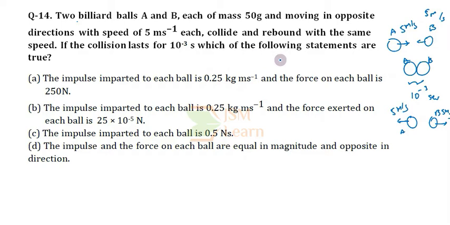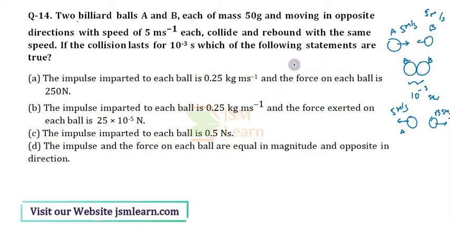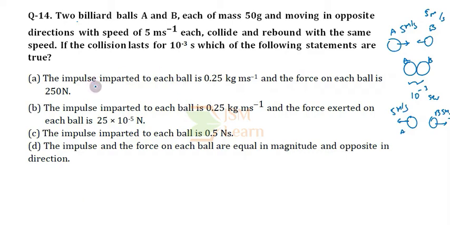So, they are asking us to identify which of the following statements are true. When you observe the options, you can see that they are asking about the impulse imparted on each ball. Means we need to find the impulse imparted on each ball and the force exerted on each ball. And you can observe that the impulse and force given in the options are in SI units.